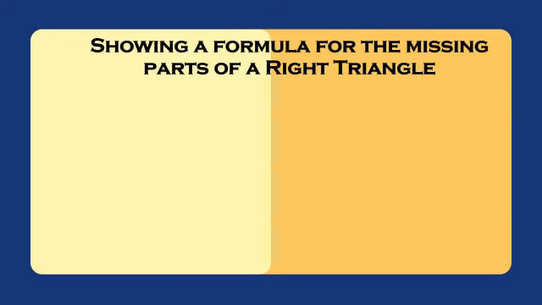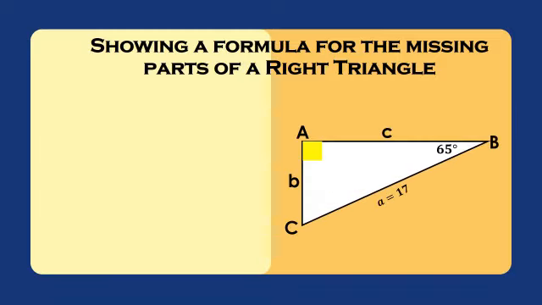Let's move on now to showing a formula for the missing parts of a right triangle. Given is triangle BAC wherein angle B is 65 degrees and side A measures 17. So we need to solve for side B, side C, and angle C. Let's analyze our given triangle. Side B is the opposite side of our given angle, which is 65 degrees, or our angle B. Side C is the adjacent side of 65 degrees.